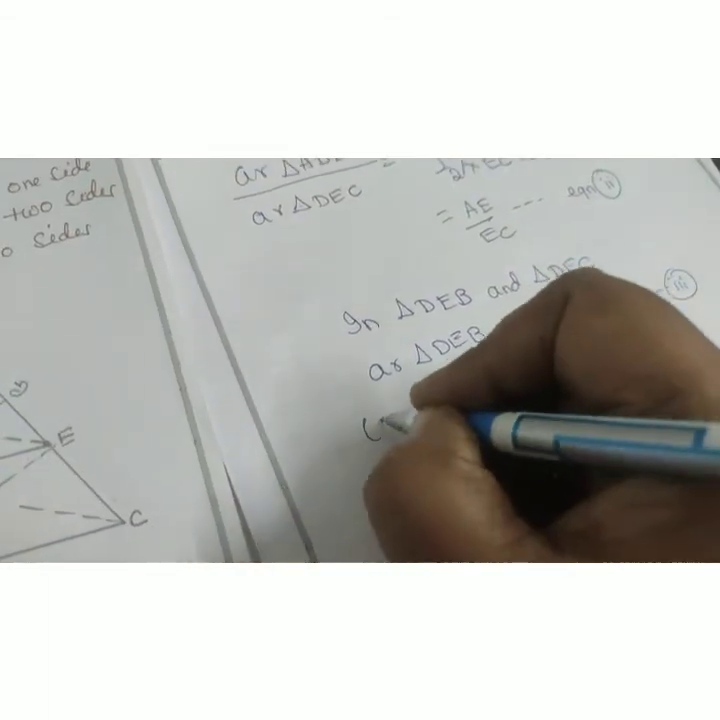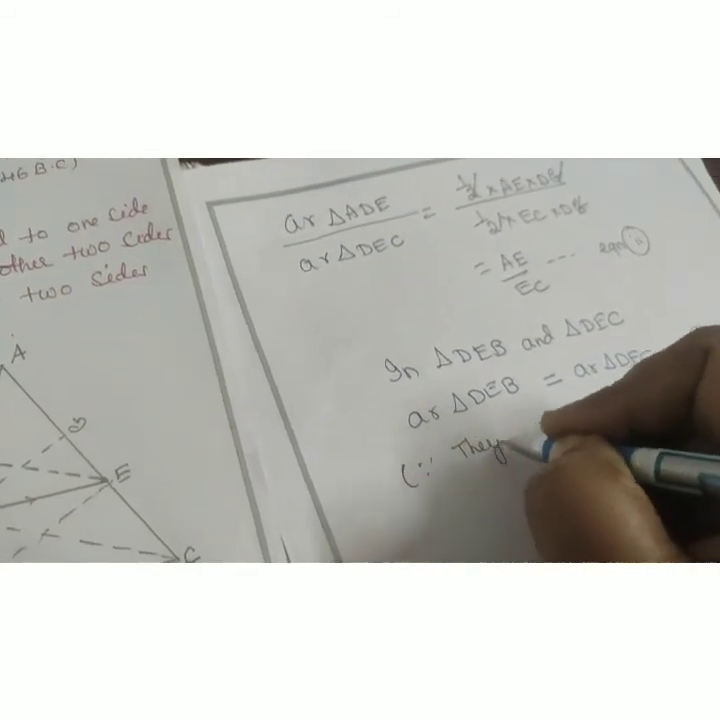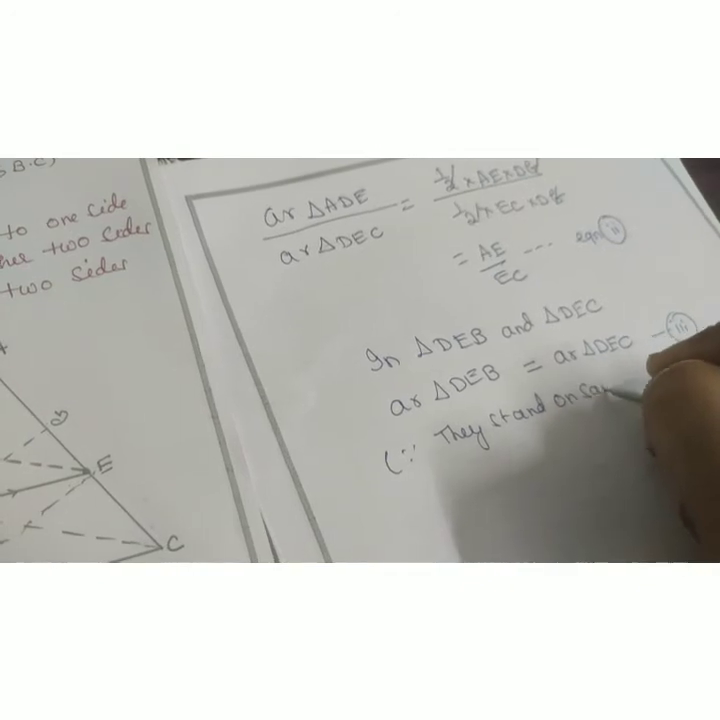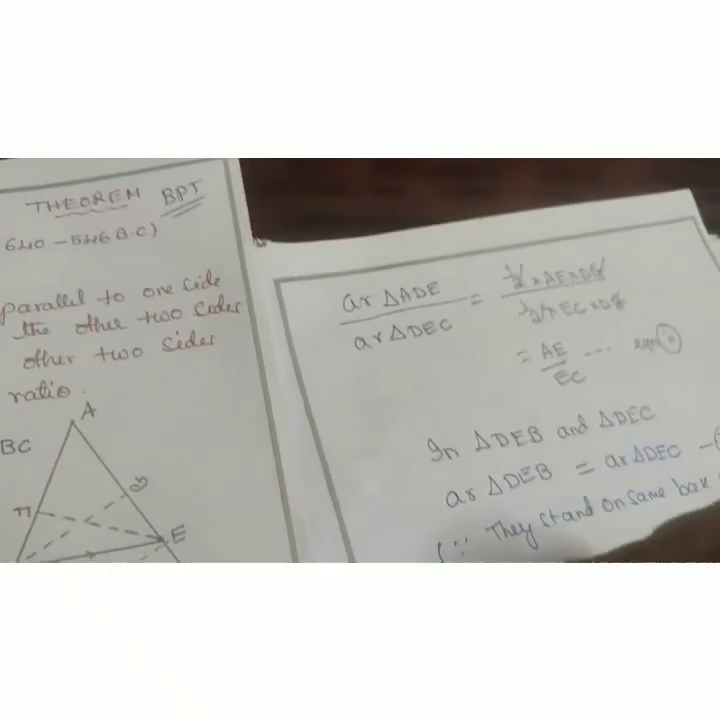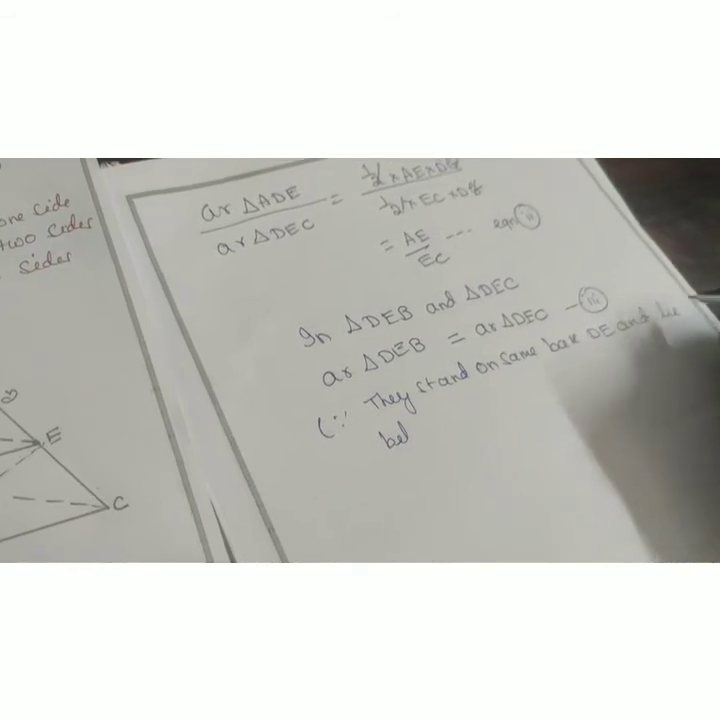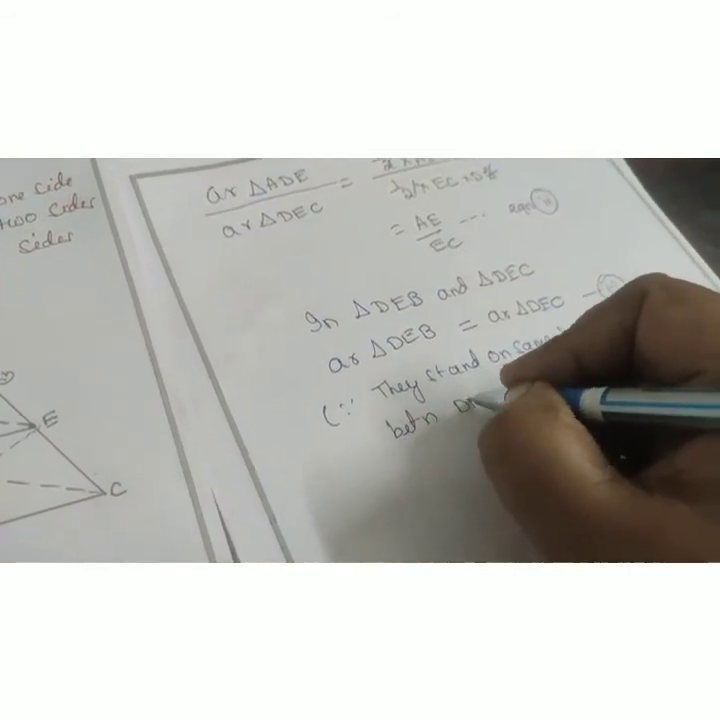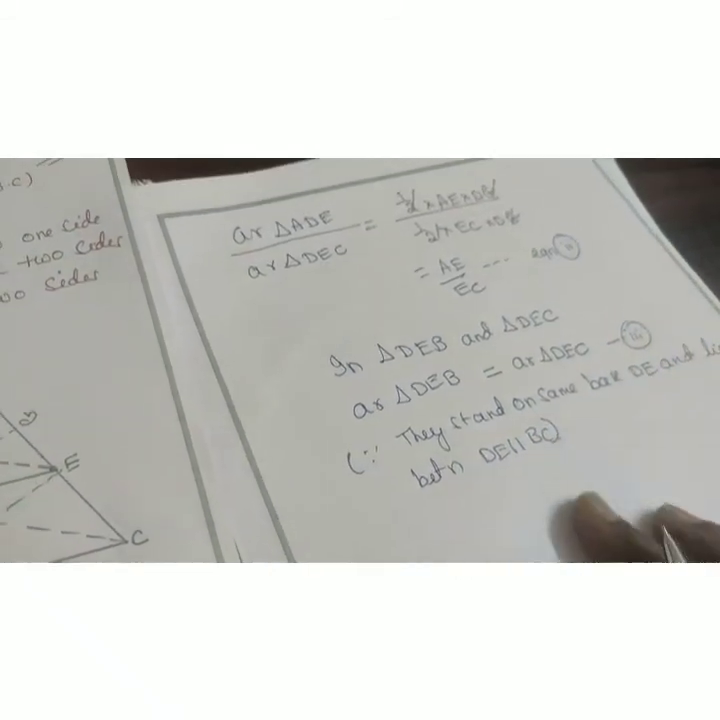Why? Because they stand on the same base DE and lie between the parallels DE and BC. So therefore their areas are equal.